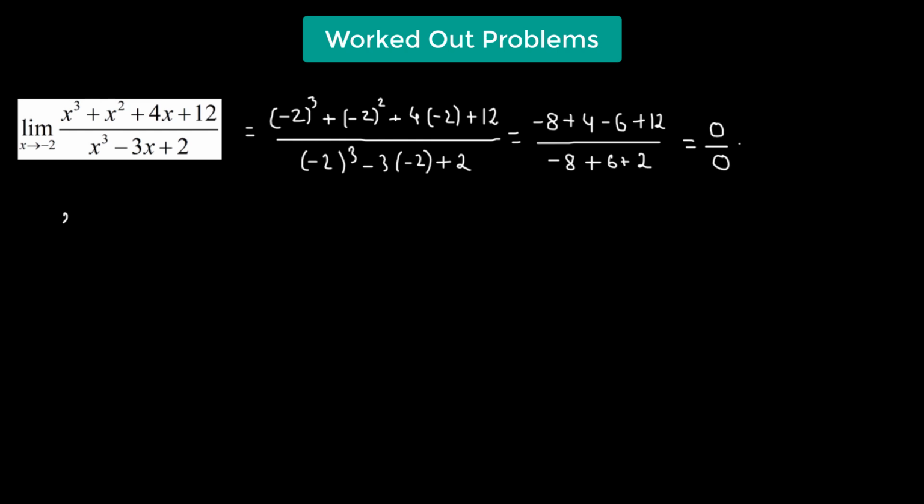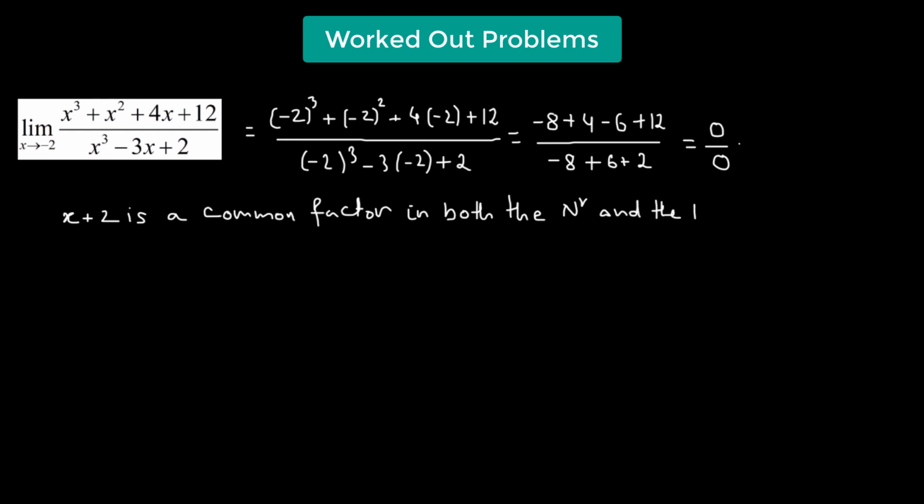So this means that x plus 2 is a common factor in both the numerator and the denominator. So we consider the numerator, which is x cubed plus x squared plus 4x plus 12, and we're going to divide it by x plus 2.